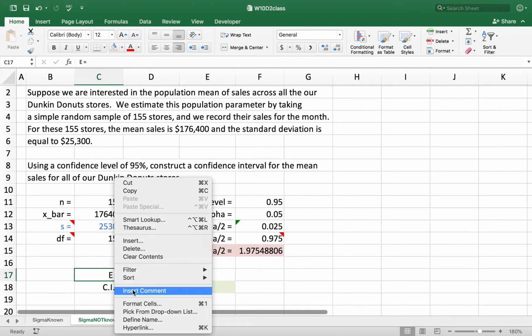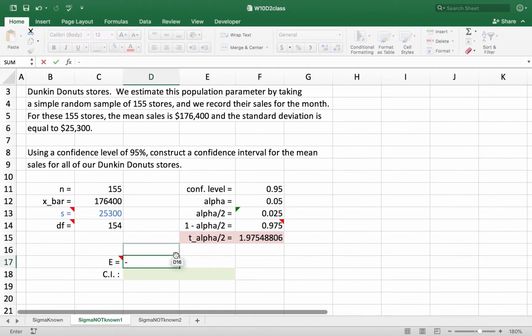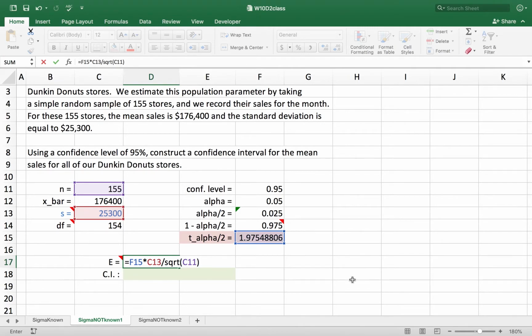All right, so let's insert a comment to remind us of the formula for our new margin of error. So this is t alpha over 2 times our sample standard deviation divided by our square root of n. So as we build our command, we take our critical value, multiply by our sample standard deviation, and still divide out by the square root of our sample size, which is 155. This gives us the margin of error that we're going to add and subtract from our sample mean to get the confidence interval.